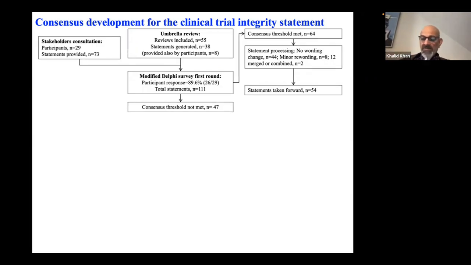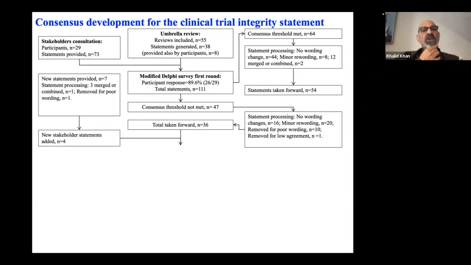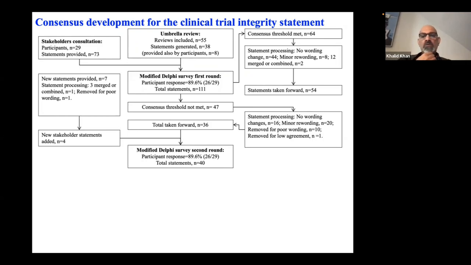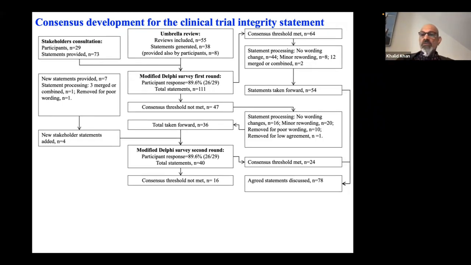The threshold was not met by 47 statements. They were revised, reviewed, some were discarded, others were reworded. And the stakeholders who took part in the first survey had an opportunity to provide further new statements in light of the knowledge they gained from going through the process of the first Delphi survey. And the second round, therefore, took forward 40 statements for consideration. Of these, 24 met the consensus threshold, 16 did not meet the threshold. The 24 were added to the previously approved statements from the first round. So we were now with 78 agreed statements.